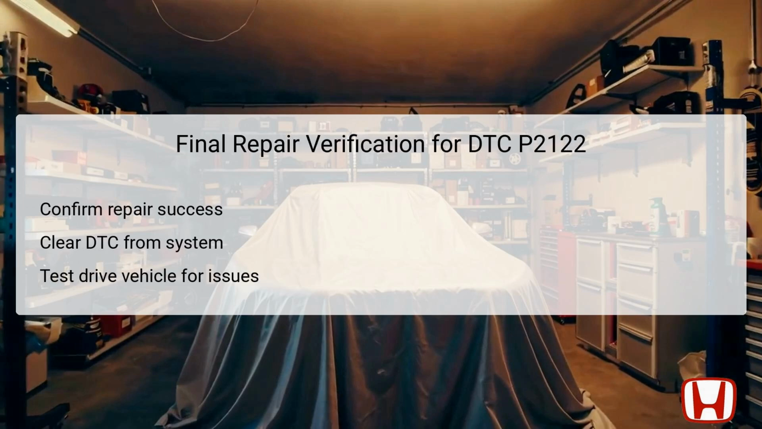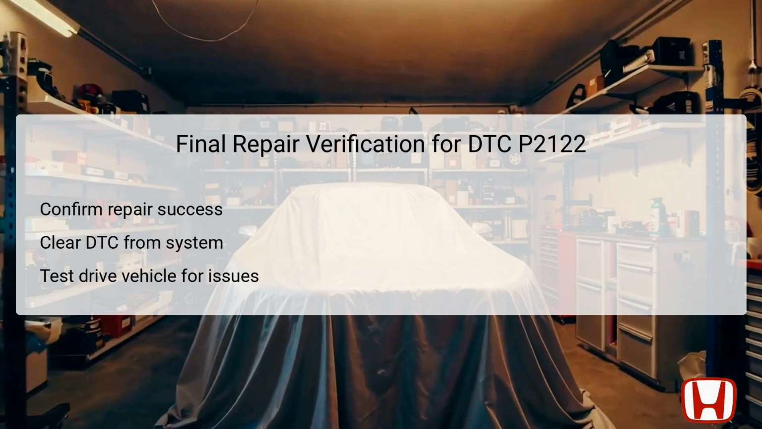After completing the necessary repairs related to DTC P2122, it's crucial to verify that everything is functioning correctly. Begin this verification process by confirming that the repairs made have effectively resolved the issue. Clear the DTC from the vehicle system using the HDS. Once cleared, perform a thorough test drive under various conditions to ascertain that no symptoms reappear and that the vehicle responds normally during acceleration and throttle input.